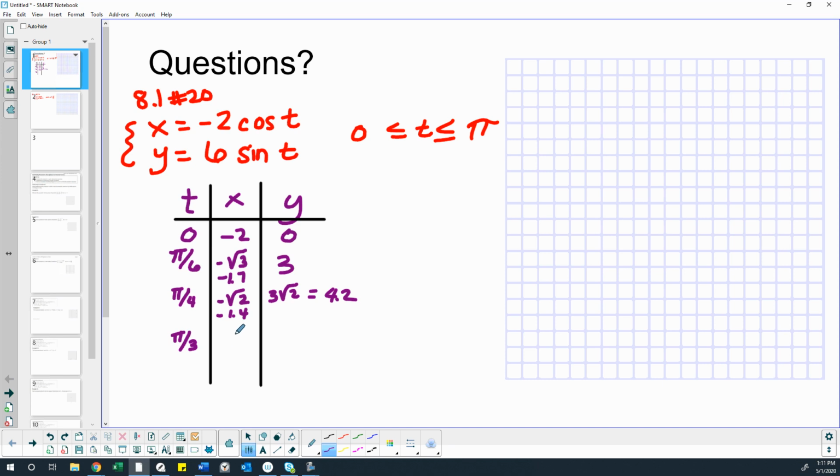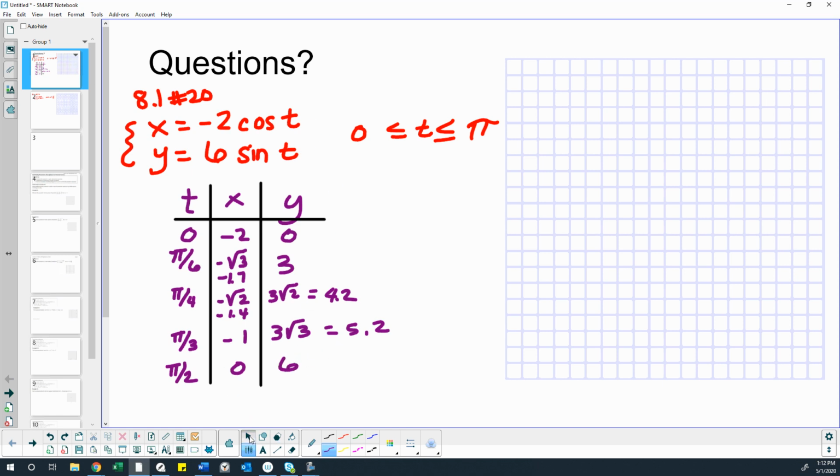All right, pi over 3. We have 1/2 for cosine, so negative 2 times 1/2 is negative 1. And sine is square root of 3 over 2, so 2 into 6 is 3, so that would be 3 square root 3. Okay, calculate that one for me, Adrian. All right, pi over 2 should be easy. Cosine of pi over 2 is 0, so that's 0. Sine of pi over 2 is 1, so that's 6.